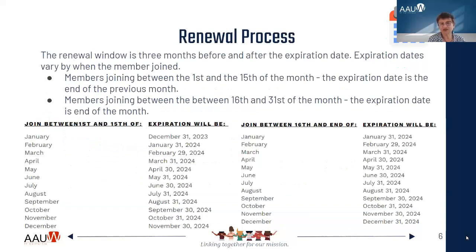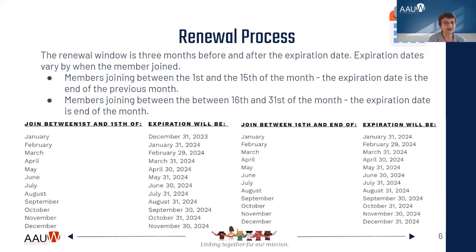Okay, so now about the renewal process itself. If we remember, before the hub, we used to have all memberships started on July 1 and ended on June 30th. Well, now we have more flexibility. Memberships start depending on when the person actually joined and then end a year from then. All memberships start at the first of a month and end at the last date of the previous month.